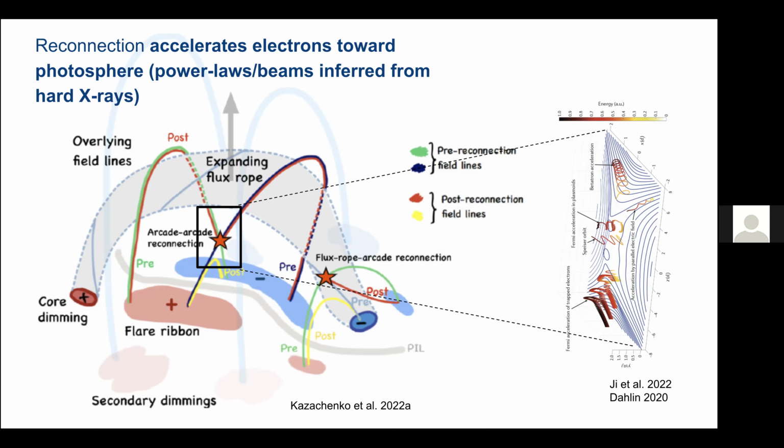Professor G actually showed this in his seminar a few weeks, a month ago or something like that. This is an awesome diagram. Here's where the reconnection happens, and it's just illustrating the different types of particle acceleration that can occur: Betatron, parallel electric fields, and Fermi acceleration.